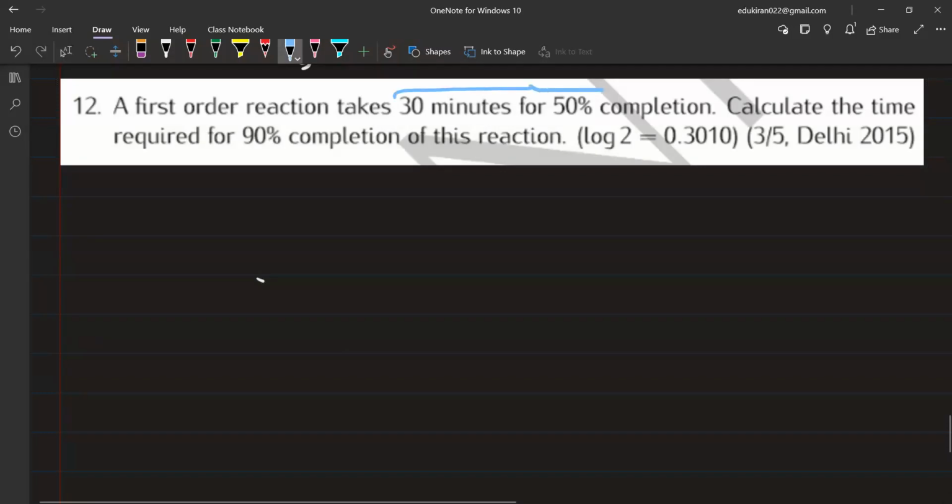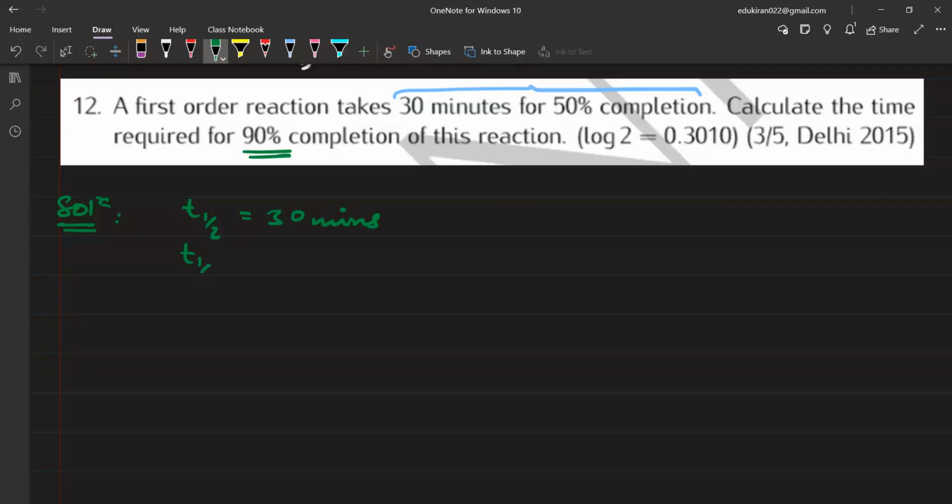Calculate the time required for 90% completion. So from the first statement, what do I get? I get the T half. T half is equal to how much? 30 minutes. If they have given me T half, they have also given me the K.